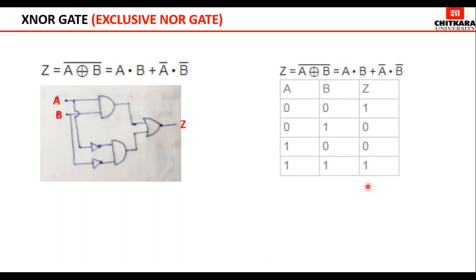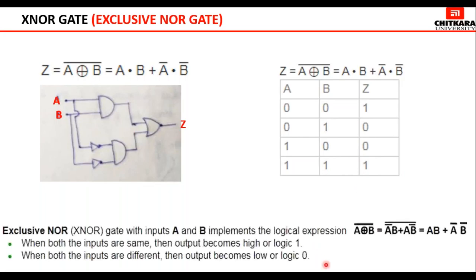Clear? Okay. So again, you can see that when both the inputs are the same, that means when both are zero or both are one, then the output is high voltage or logic one. And when both the inputs are different, then the output is low voltage or logic zero. Clear? Fine.